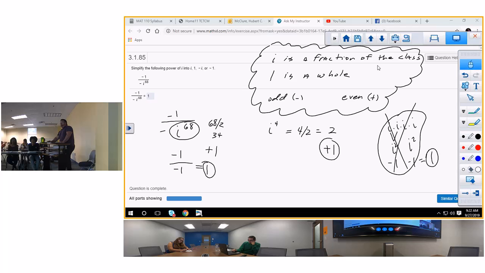So i is a fraction of the class, meaning i, think of somebody not speaking good English. i is a fraction of the class and 1 is the whole class. So if you come out with a fraction, whether it's a mixed number or an improper fraction or a proper fraction, then it's i. If you come out with a whole number, then it's 1. And then if it's odd or even, it's negative. I know you haven't seen that before because that's something I invented a long time ago.